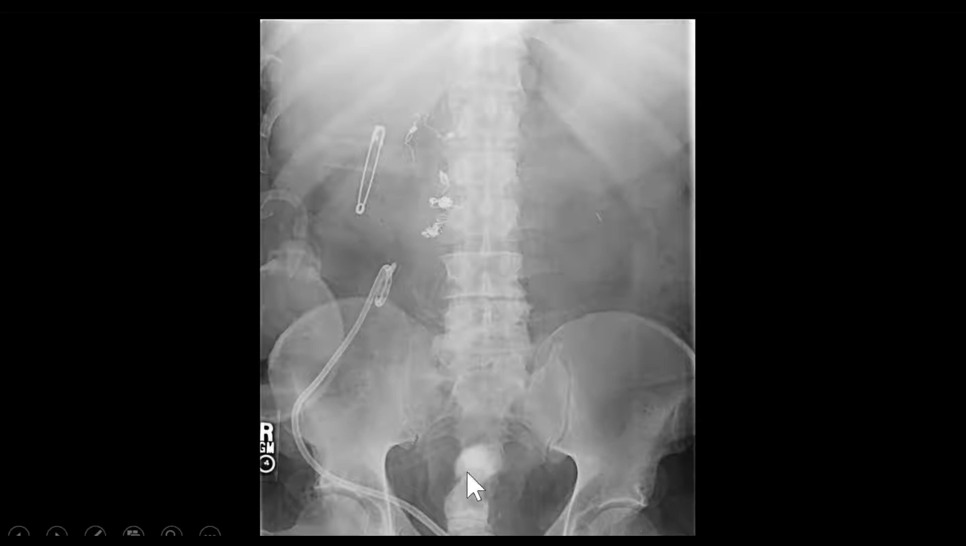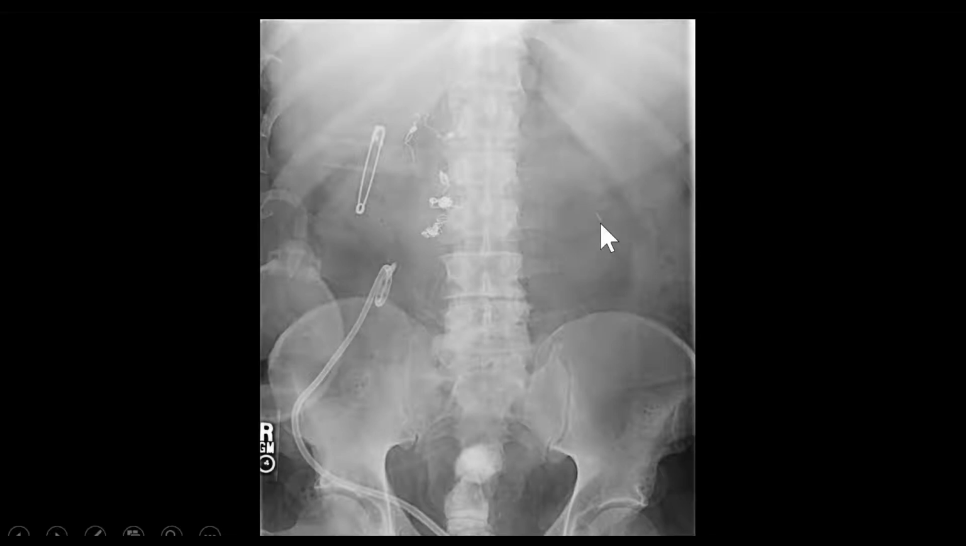I can see some contrast in the distal colon. Here's a tube that might be going up to a pelvic kidney. I see a bunch of coils that are probably in arteries. Big safety pin that's probably outside the patient. Here's a Jackson Pratt grenade drain, suction drain. Here we see a surgical clip.